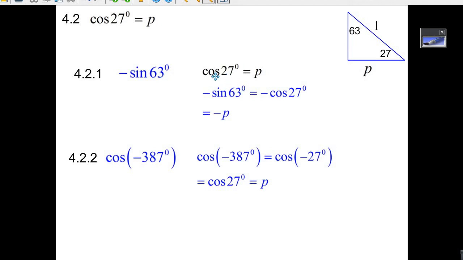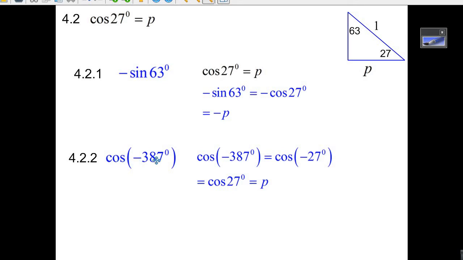Okay, we know that the cosine of 27 degrees is equal to P. But the sine of 63 degrees is exactly the cosine of its complement, 90 minus 63. That's cofunction. So the minus sine of 63 you can write as the minus cosine of 27. Well, we already know the cosine of 27 degrees is P, so your answer must be minus P. So that's what the minus sine of 63 degrees is.